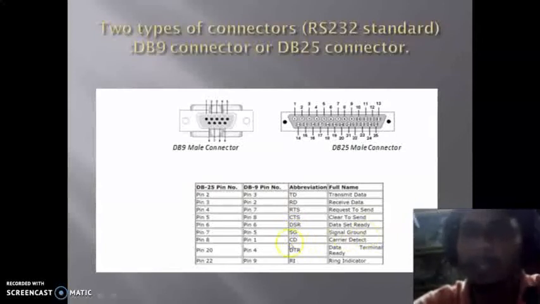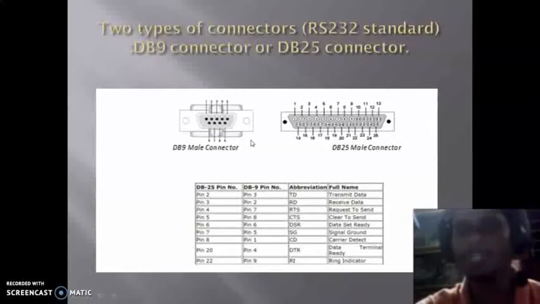a signal ground. Pin number 8 of DB25 and pin number 1 of DB9 is CD, that is a carrier detect. Pin number 20 of DB25 and pin number 4 of DB9 is DTR, that is data terminal ready. Pin number 22 of DB25 and pin number 9 of DB9 is RI, that is a ring indicator. So these are the pins that are very important for serial communication, and these are the two connectors made with the RS232 standard.